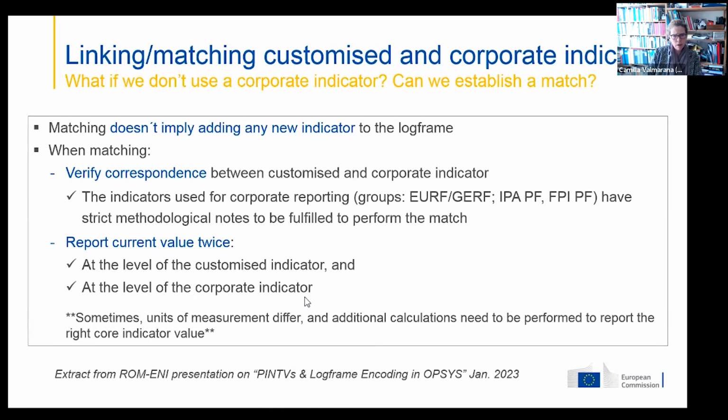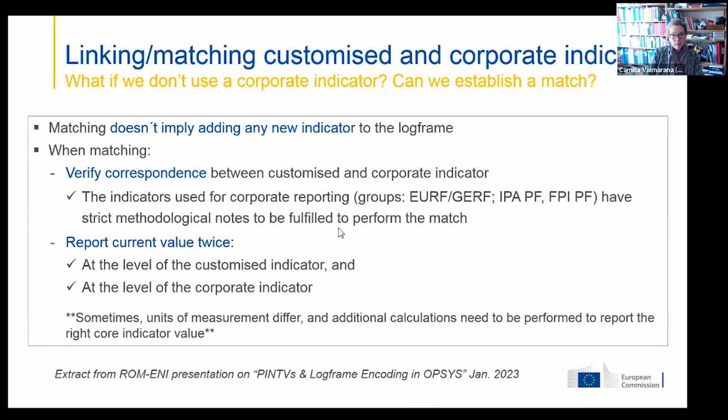But the important thing for you to note down now is that matching doesn't imply adding a new indicator to the log frame. Again, these are instructions which come from our Romy and I colleagues. When matching, you have to verify the correspondence between customized and corporate indicators. In other words, look at the methodological note to see if indeed the match can happen or not. And this is what we're saying here. And then the value has to be reported twice. Once for the customized indicator, so for your tailor-made indicator, and once for the corporate indicator.